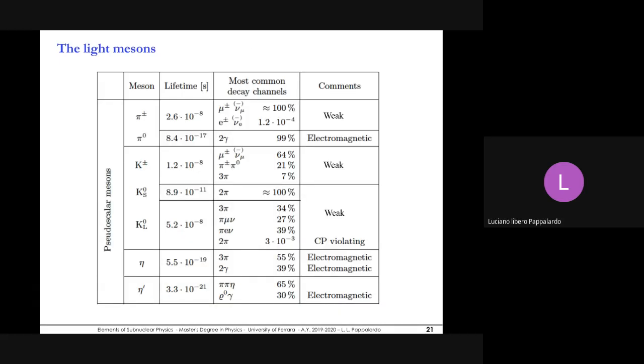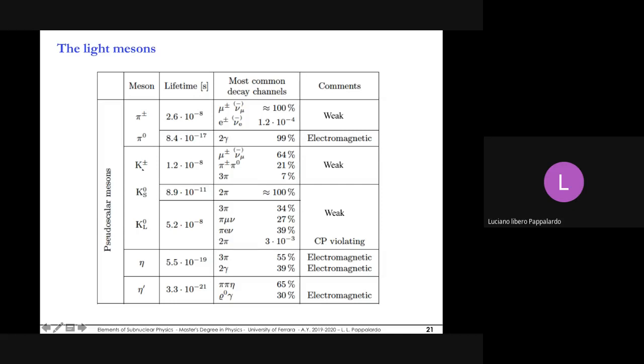Now, this table summarizes more or less the main properties of the pseudoscalar mesons. On top we have the 3 pions. Here you see the lifetime. For the charged pion, we know that this is a quite long lifetime, so this can only decay weakly into muons and neutrinos, or positrons and neutrinos. And the pi 0 has a decay time typical of electromagnetic processes, and in fact it decays electromagnetically into 2 gammas with an extremely high branching ratio.